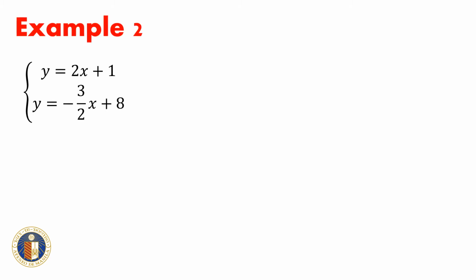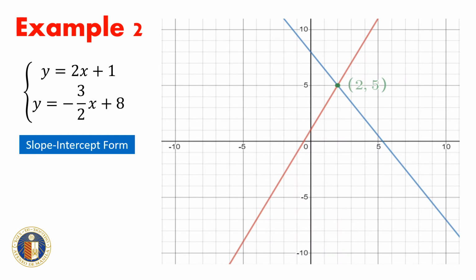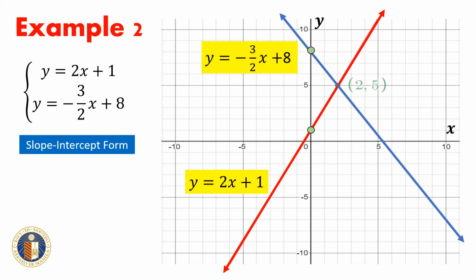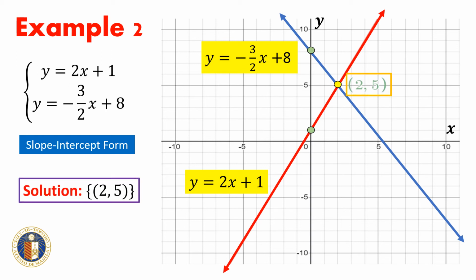Let us consider example 2. We have two linear equations in slope-intercept form. We go ahead and graph each line. The red line is that of the equation y equals 2x plus 1. The blue line is that of the equation y equals negative 3/2 x plus 8. The point of intersection, (2, 5), is our one and only solution to the system of linear equations.